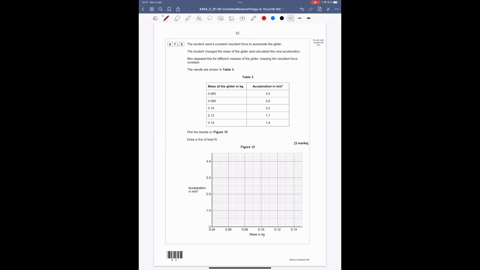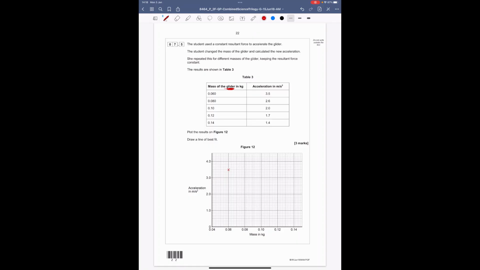Question 7.5 then. The student used a constant resultant force to accelerate the glider. The student changed the mass of the glider and calculated the new acceleration. She repeated this for different masses of glider, keeping the resultant force the same. So now she's not changing the force, she's changing how heavy her glider is. So it's getting heavier and heavier, and you can see what's happening to the acceleration. Plot the results on figure 12, draw a line of best fit. So 0.6, you go to 3.5, so it's quite a simple scale they've given us.